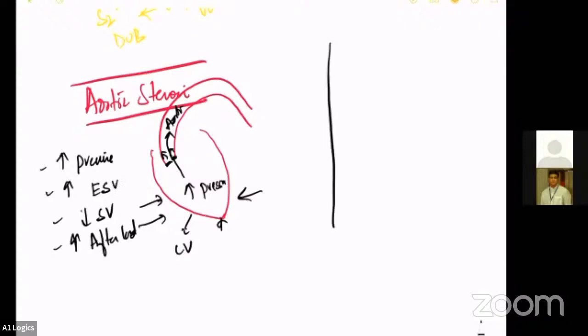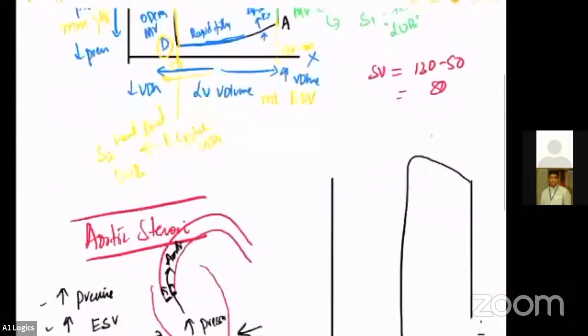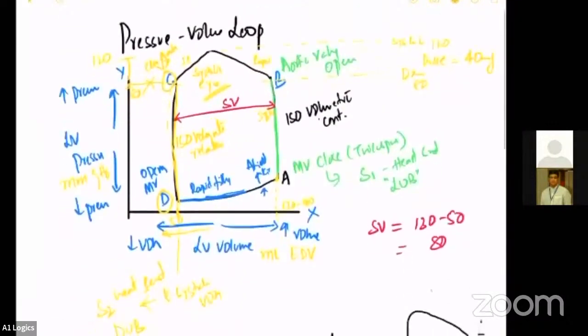If you have to plot this graph, we just see here the length of the isovolumetric contraction. If you compare to this, first of all, the isovolumetric contraction phase is increased. The stroke volume is decreased. As I told you, this represents the stroke volume. When the width is decreased, that means stroke volume is decreased. When the width is increased, that means stroke volume is increased.